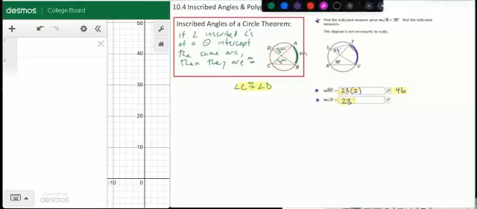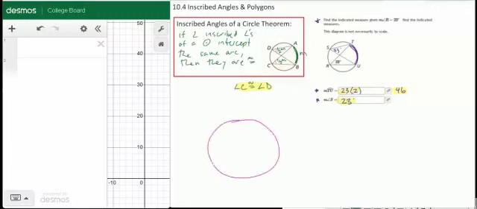Right, so before I move to the next slide, I do want to just talk about something really quickly, and that is what happens if you take a right angle and you inscribe a right angle in a circle? And what is that going to form? What arc measure is going to be cut off here?